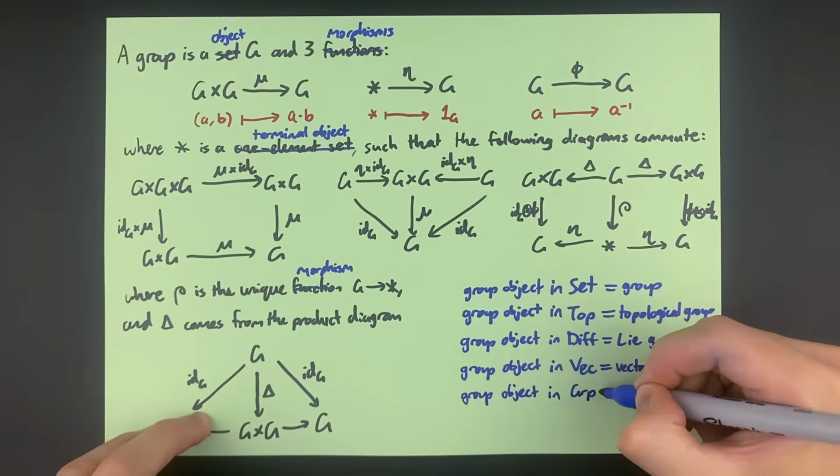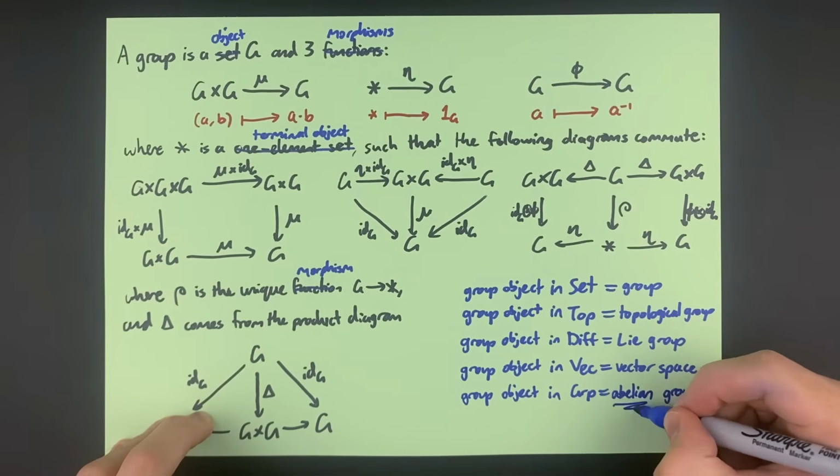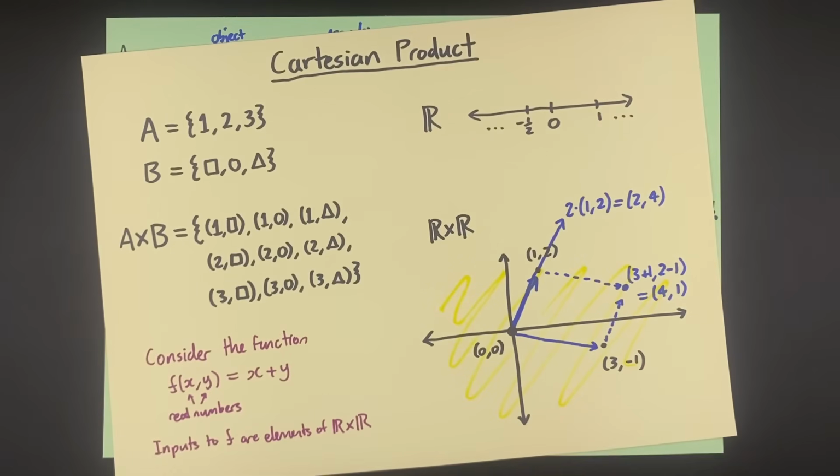What's a group object in the category of groups? It's just a group, right? No, you drongo, it's an abelian group. Get your act together. This actually ties into why Grp and Vec have similar products to Set. Groups and vector spaces are defined pretty much entirely with morphisms between products.